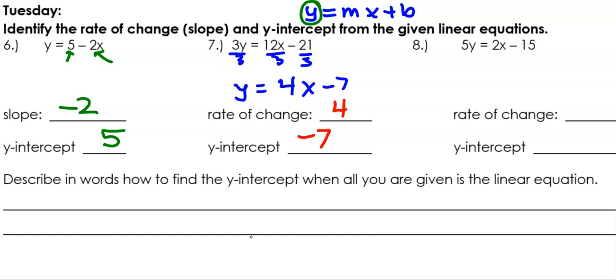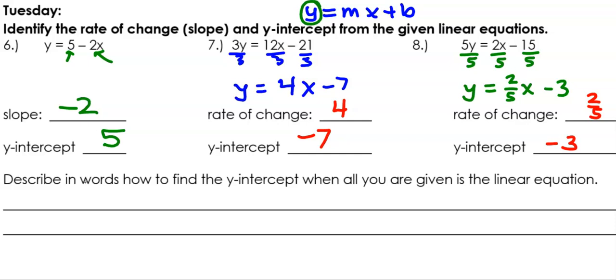The same issue is going to happen with number 8. I am going to divide by 5 so that I isolate my y, but you'll notice 2 cannot be evenly divided by 5. So I leave it as a fraction. I don't change it to a decimal. I leave it as a fraction. And that gives us a rate of change of 2/5 and a y-intercept of -3.